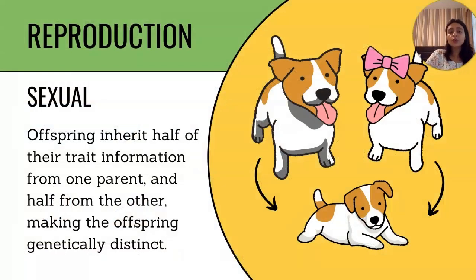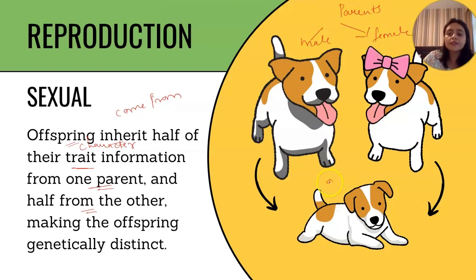as we studied, there are two types of reproduction, the sexual and asexual. Let us see one by one. Sexual reproduction means the baby inherits, inherit means comes from, half of their traits, trait means their character, information from one parent and half from the other, making the offspring. That means, see, the parents involve two human beings, right? One is male and the other is female, right? And this is the offspring or baby.